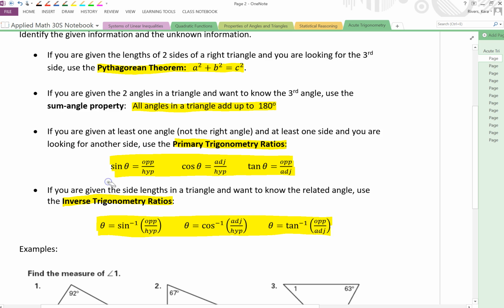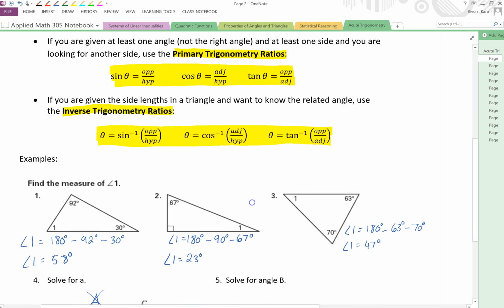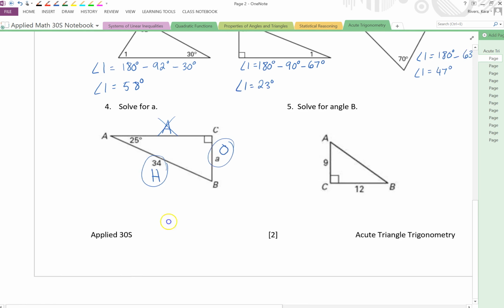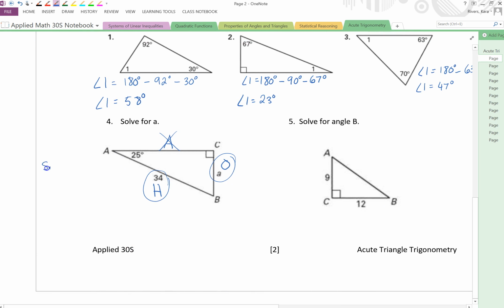Okay, so my sine ratio gives me sine theta equals opposite over hypotenuse. I'm going to start by writing that out. So sine theta is equal to O over H, just simplifying this. Now I'm going to substitute any given information. Theta is our angle, so sine of 25 degrees is equal to my opposite side, which is what I'm solving for, A, over my hypotenuse, which is 34.